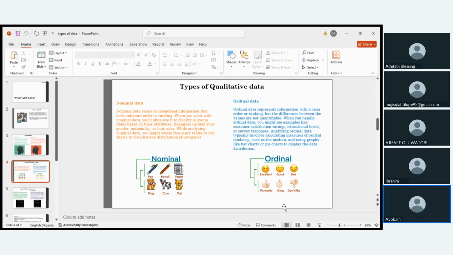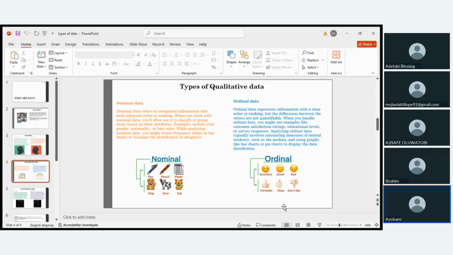Okay, so when we look at ordinal data, examples include customer satisfaction rating, educational levels. I think I mentioned that. So when we are analyzing ordinal data, we use measures of central tendency, things like median. We use graphs like bar chart or pie to display the distribution.